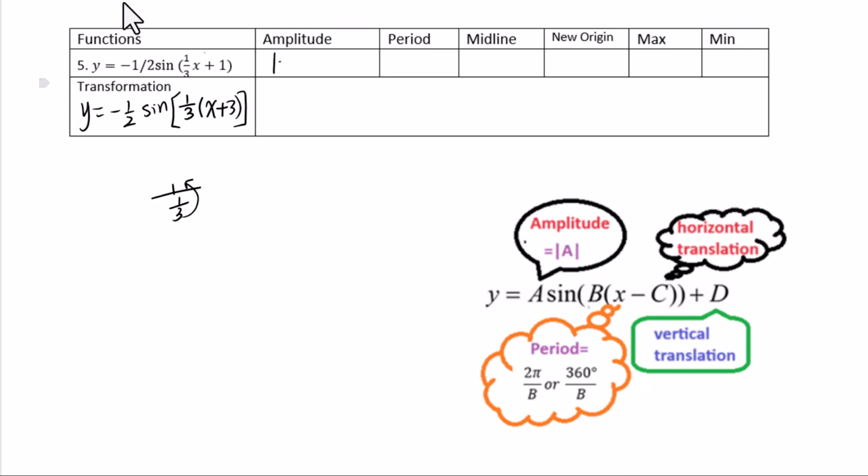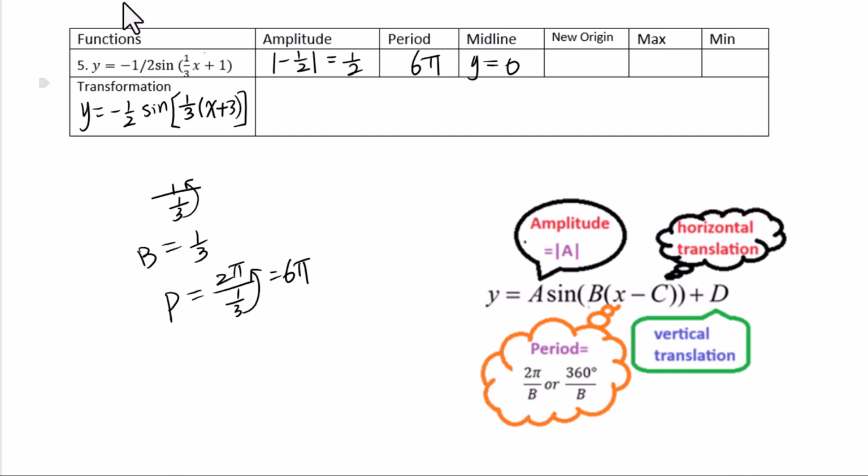Amplitude, absolute value of negative 1/2 equals 1 over 2. Period, B equals 1 over 3. So period equals 2 pi over 1 over 3. 3 jumps to the top. Multiply. We got 6 pi. Midline basically means vertical translation. There's no vertical translation. So y equals 0.